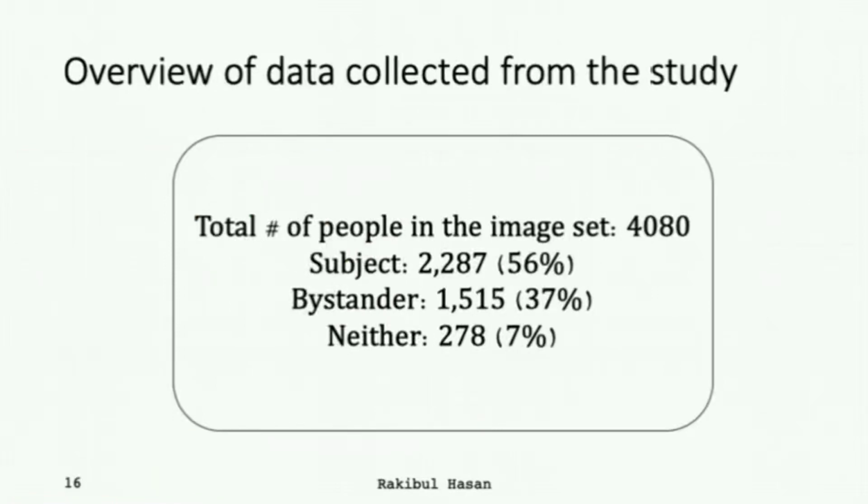We started with photos of 5,000 people and each person was labeled by at least 3 people. Out of 5,000 photos, 920 of them were not of actual people and they were removed. 56% of the remaining people in photos are labeled as subject and 37% are labeled as bystander.